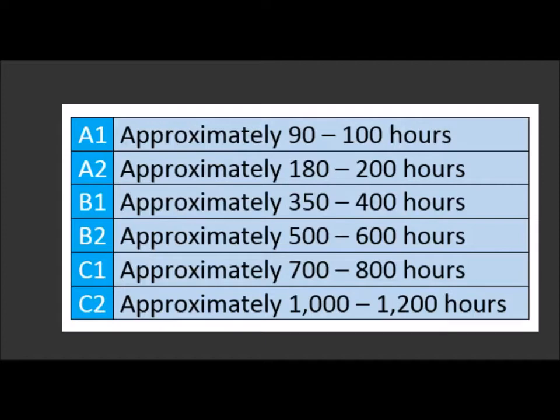And we're going to see how this plays out in comparison to the curriculum in just a couple minutes. But notice how the jumps go as we move along. So to go to A2, you need another 90 to 100 hours. But to move into B1, you need another 170 or 200 more hours. Then another 150 to 200 to move to a B2 level. And then notice to get up to a C2, you need approximately 1,000 to 1,200 hours of instruction.